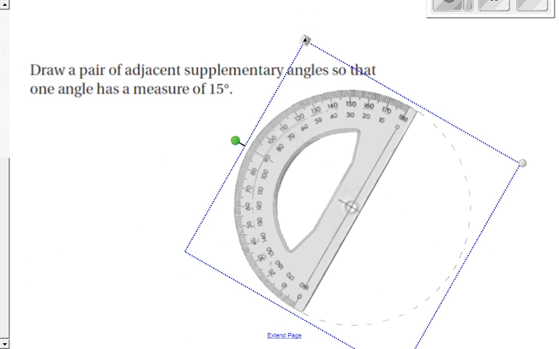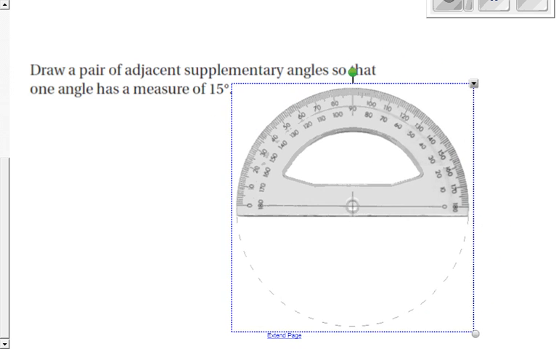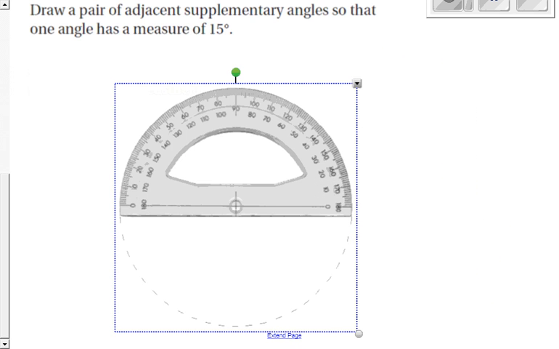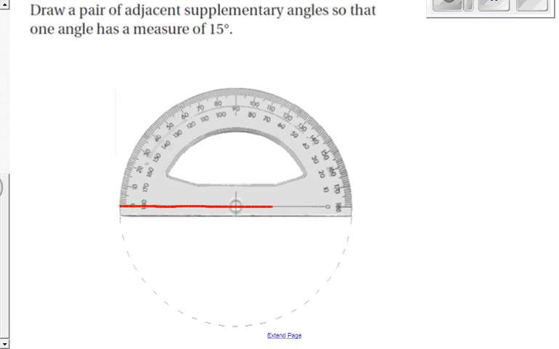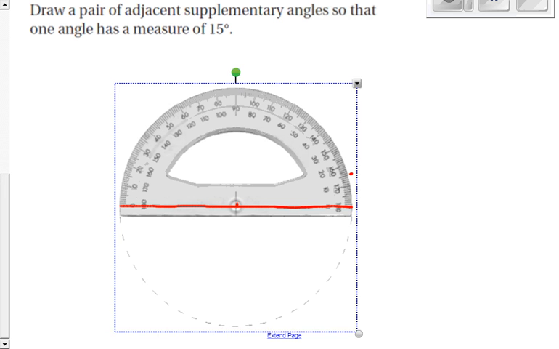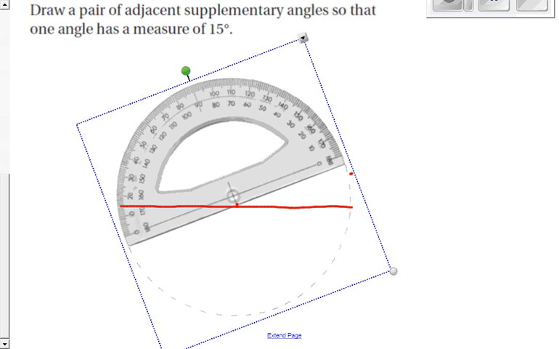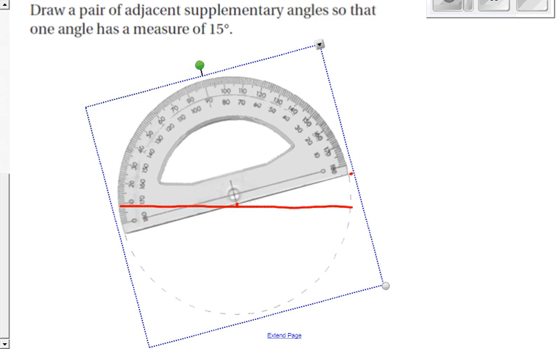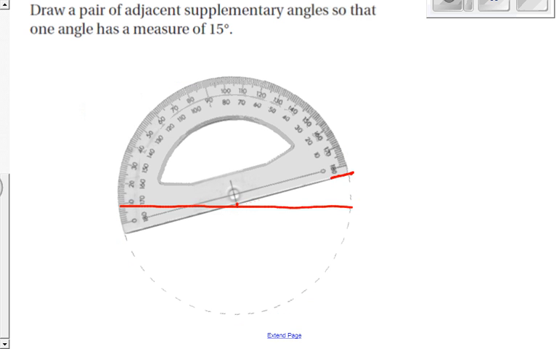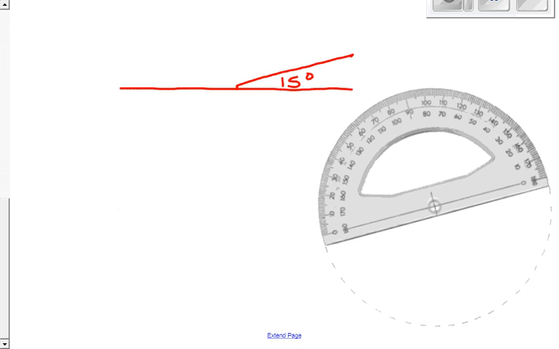It says draw a pair of adjacent supplementary angles so that one angle has a measure of 15 degrees. So again, I'm going to draw my line straight across. I am going to put a mark in the middle. I'm going to find 15 degrees, which is really a small angle. Put my dot there. I'm now going to draw my straight line. Connect. I now have my 15-degree line. If I move my protractor out of the way, I now have supplementary angles with a 15-degree angle.